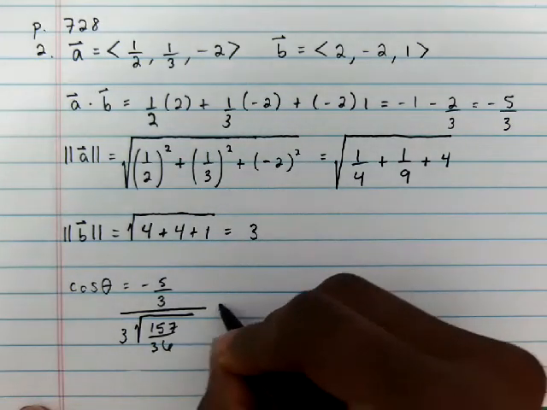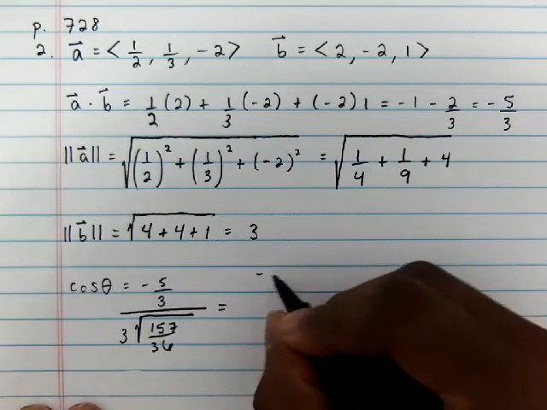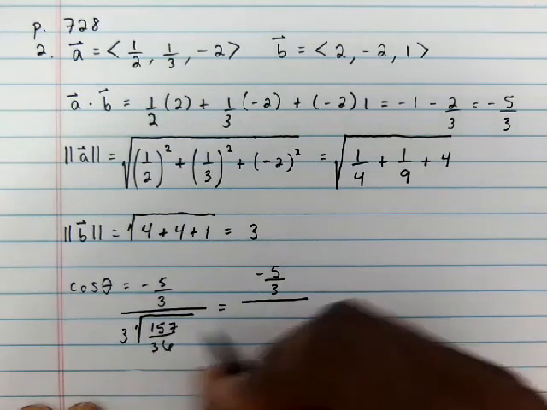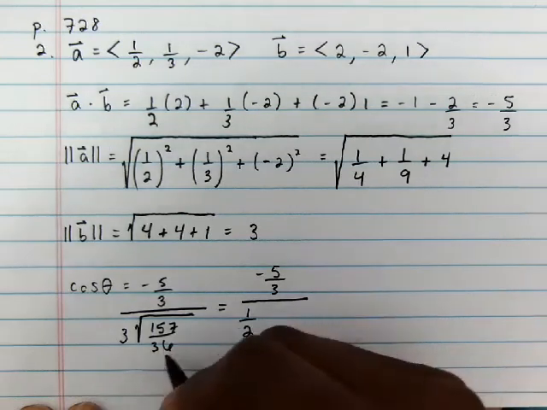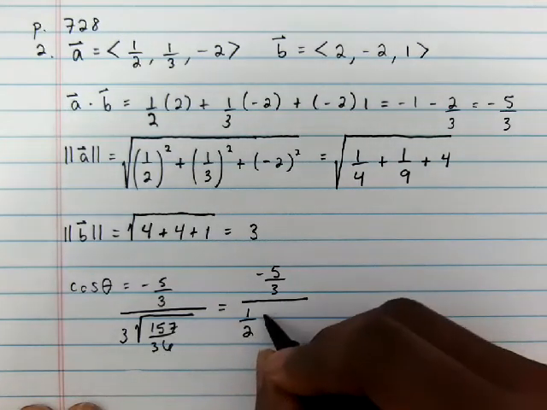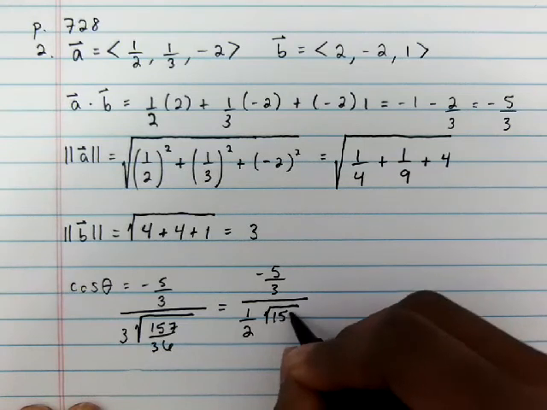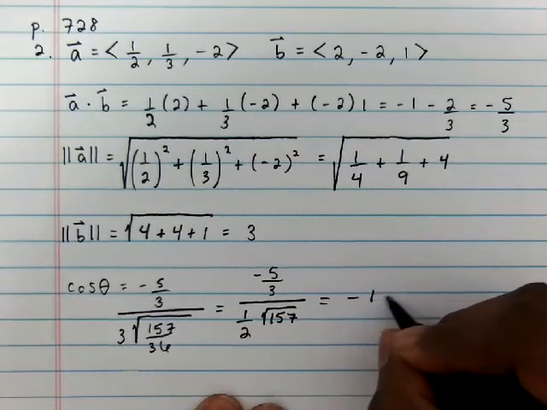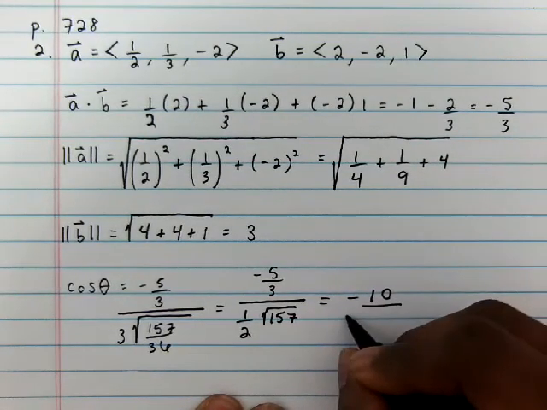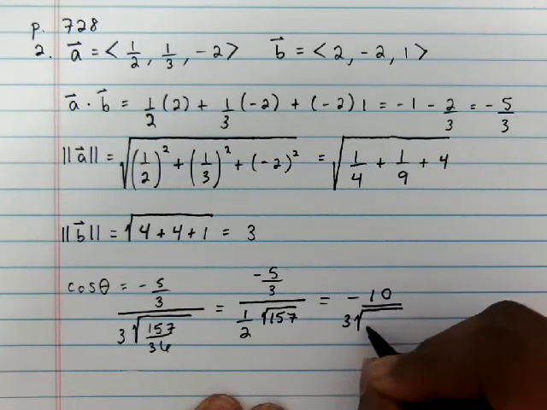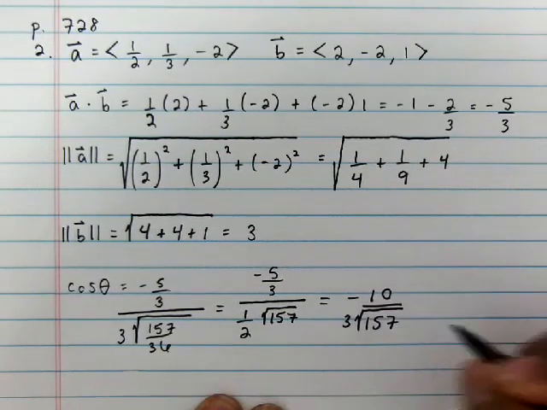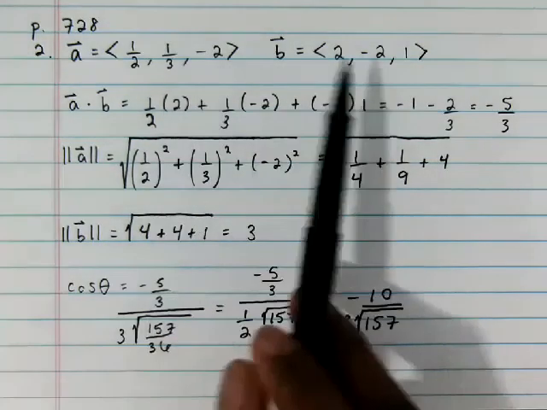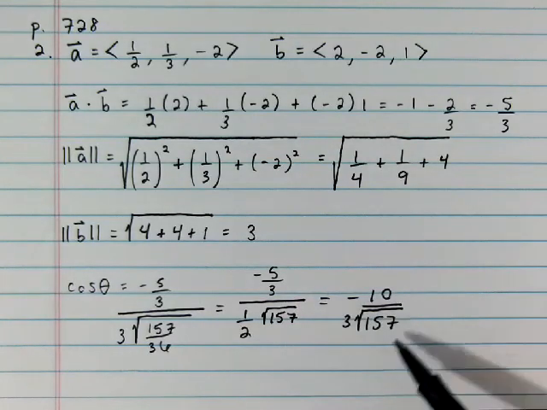We can simplify this somewhat. So this is -5/3 divided by 3/6, or 1/2, because I'm bringing out the square root of 36, and then times the square root of 157, which gives us -10/3 times the square root of 157. All right, so the cosine of the angle between our two given vectors would be this value right here.